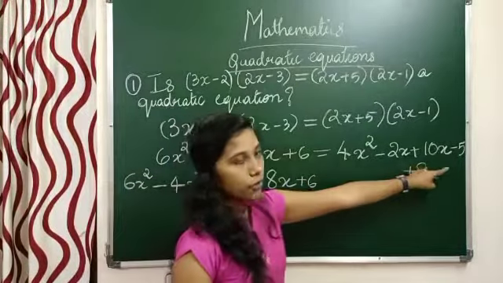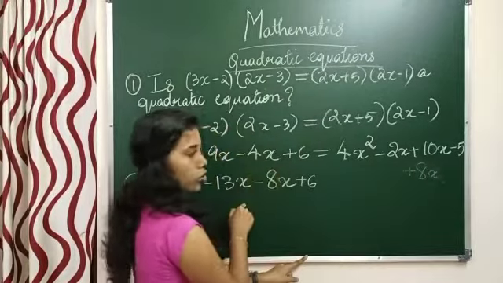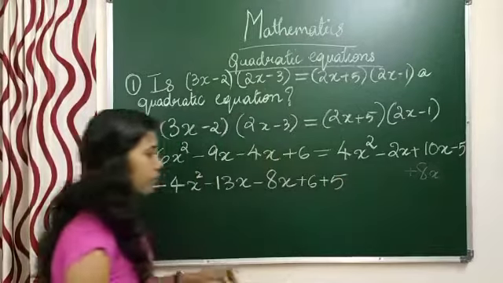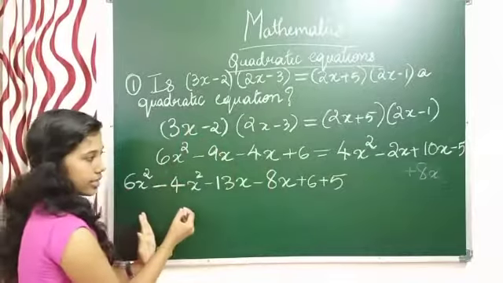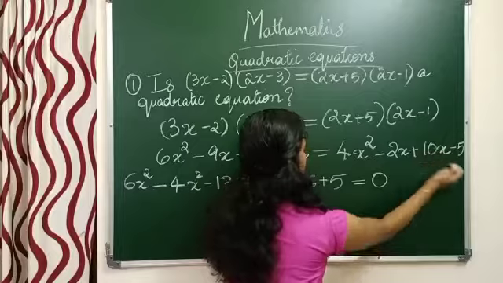Then minus 5 on the other side. So minus 5, on bringing on to the other side, it becomes plus 5. So here we have brought all the numbers from one side to the other side. So the other side will become equal to 0.